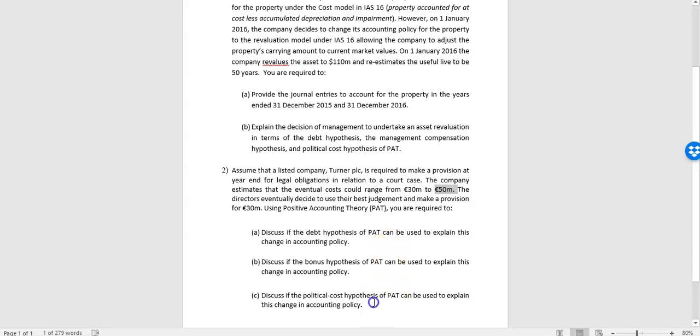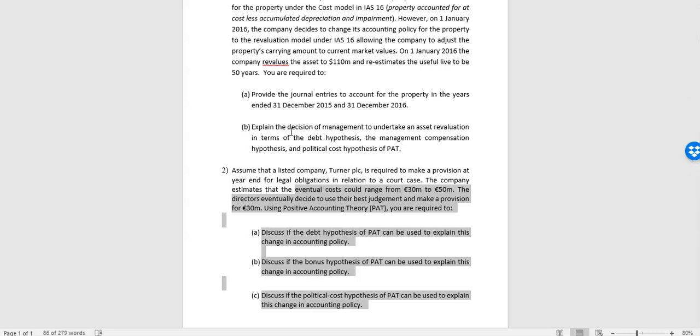So make sure you go back over both of those questions, the journal entries and the key explanations, and go back and look at your question pack, which covers positive accounting theory as well. There's one or two extra questions on that, as well as worked solutions.